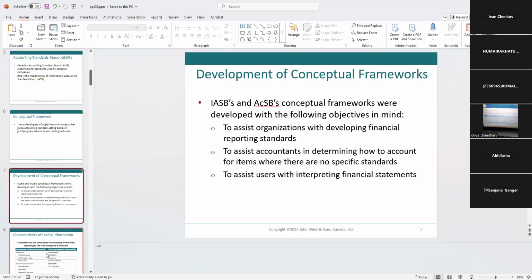Again, two available sets of standards. One is International Financial Reporting Standards for the publicly traded company, and one is the Accounting Standards for Private Enterprises, for companies which are not publicly traded.